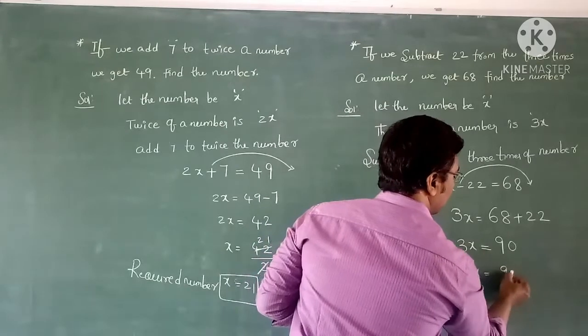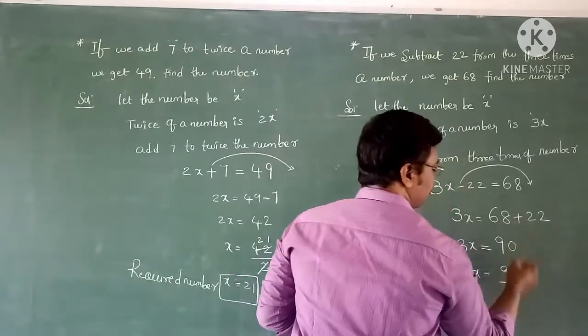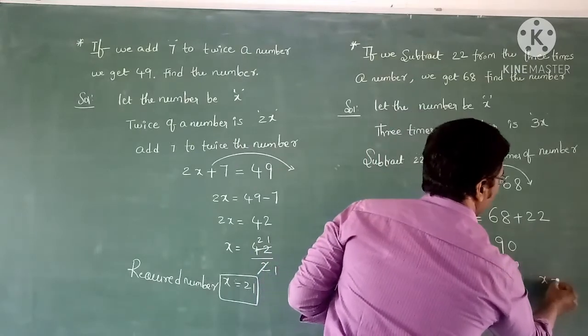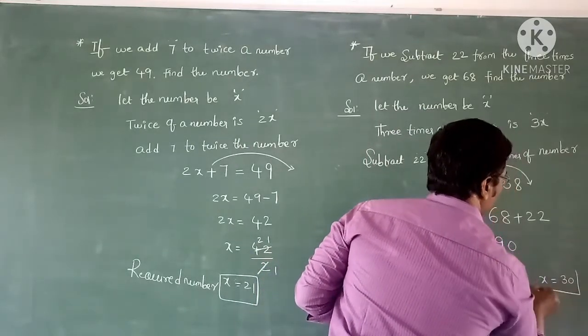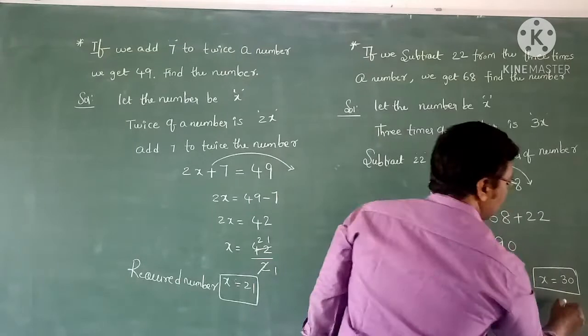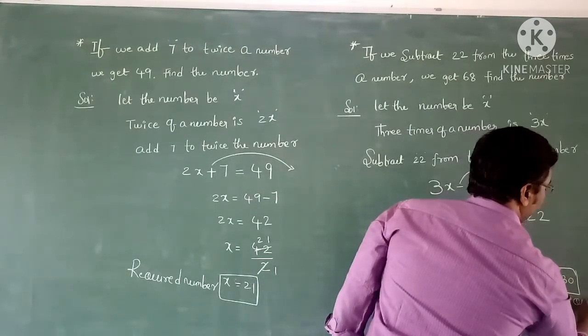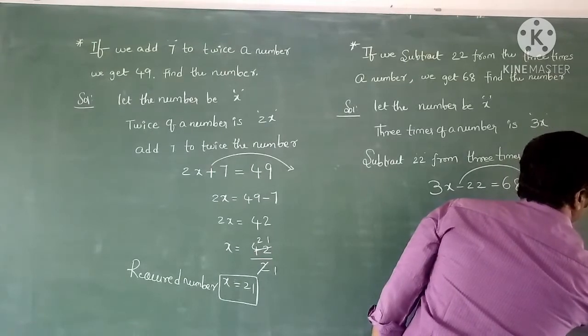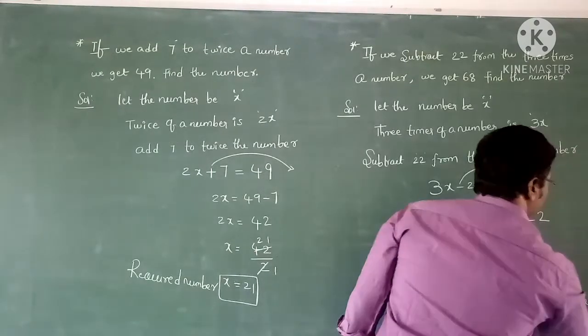Then x is equal to 90 by 3. 3 1s are 3, 3 3s are 9, 0. So x is equal to 30. So this x is equal to 30 is the required number.